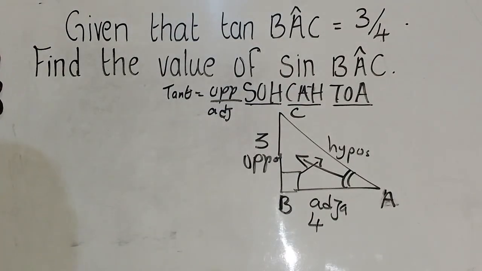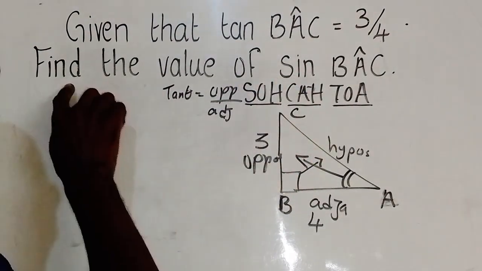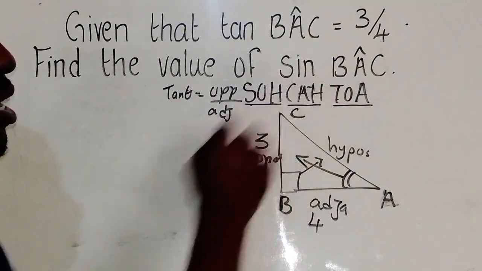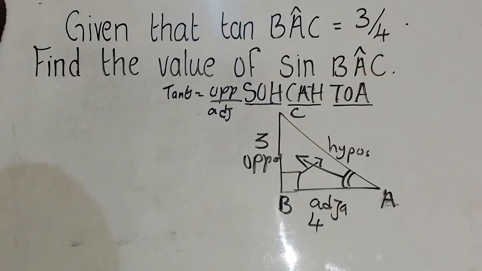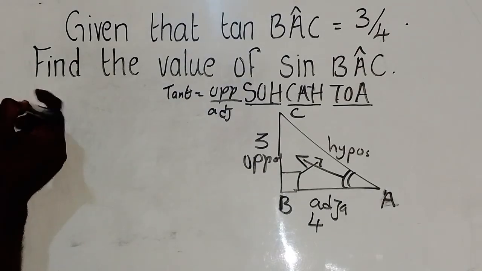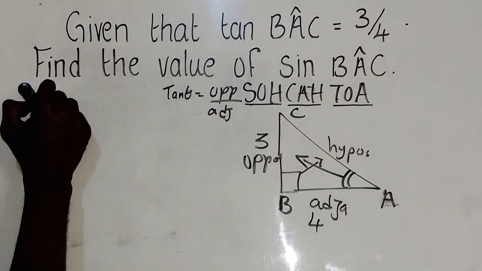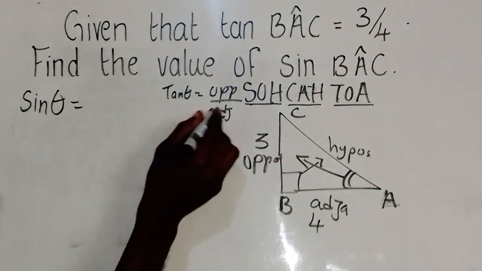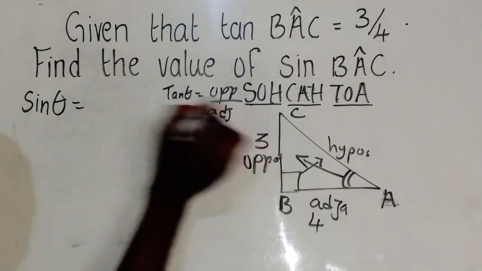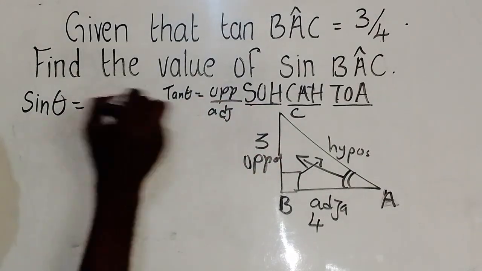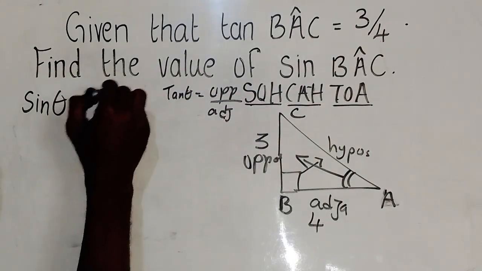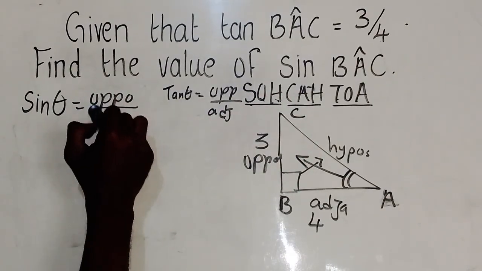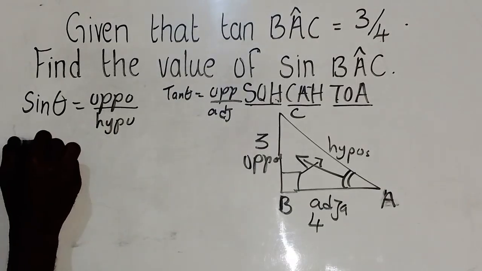Now if we go to this where they are saying find the value of sine, okay? So what we do is this. We say you put sine. Now where there is this one, we can put theta. Now remember, we know S simply means sine. So sine is equal to what? Opposite. So we put opposite over what? Hypotenuse, like this. You say equal.